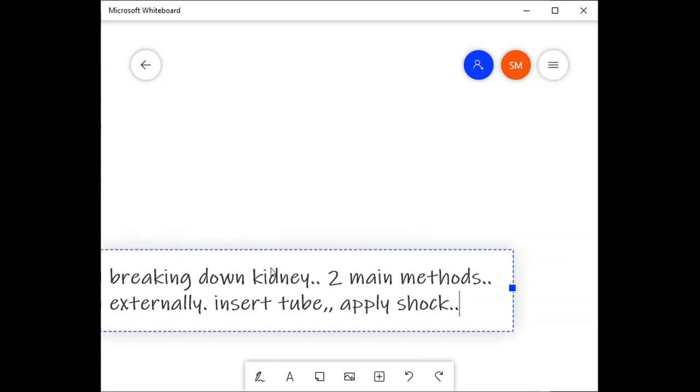We choose a procedure depending upon the size of the kidney stone. We have two main procedures. One is totally external. We just apply shock from externally and then the kidney stone is broken down and it is passed out via the urine. Another one is for a larger kidney stone. In that situation, we have to insert a tube and then apply shock waves and then manually get the stones out.